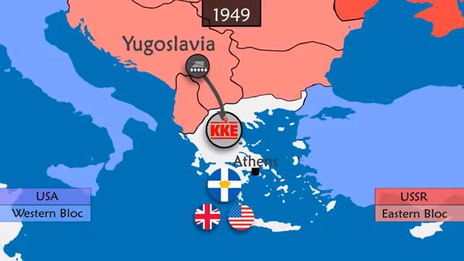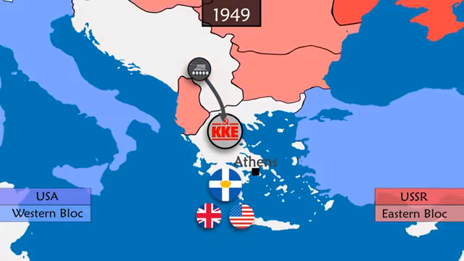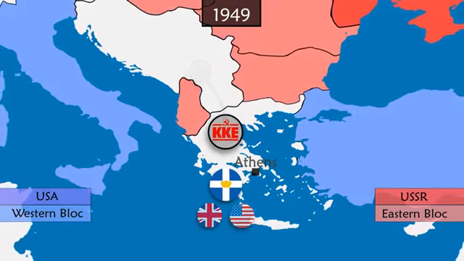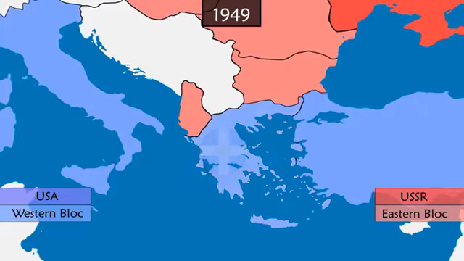However, following tensions, the USSR breaks its alliance with Yugoslavia. As a result, Greek communists lose vital support and are forced to lay down their arms. Greece then becomes part of the Western Bloc.